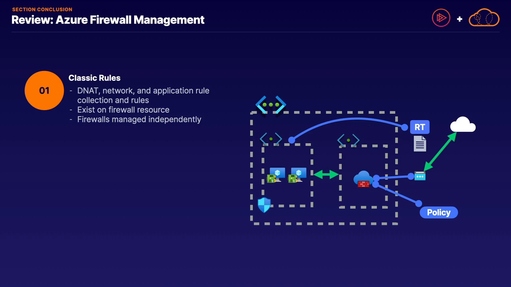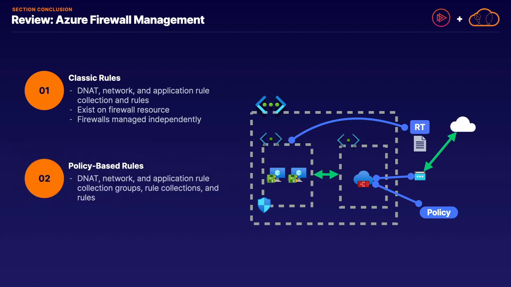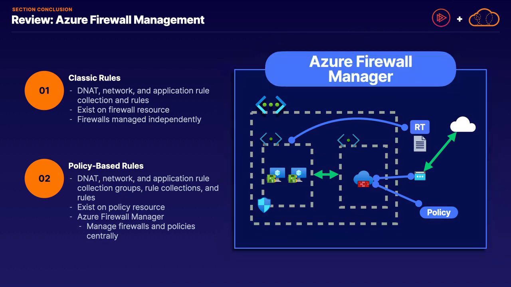With policy-based rules, we get to have an Azure Firewall Manager resource and the policy-based rules to manage the policies in the firewalls so that the DNAT, network, and application rules exist in rule collection groups and rule collections, and those rules are on a policy, and the firewall is its own resource, so that we can centrally manage all this from Azure Firewall Manager and associate policies with firewalls. And we can also have a parent-child relationship between multiple policies inside of the same region as we saw in our demo.